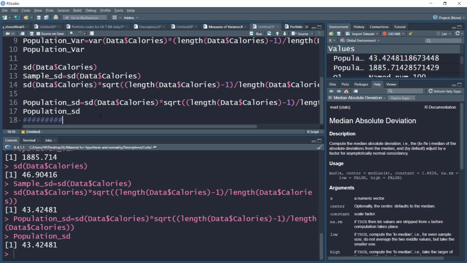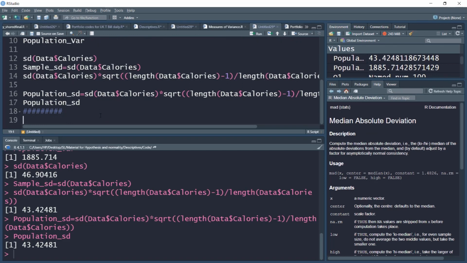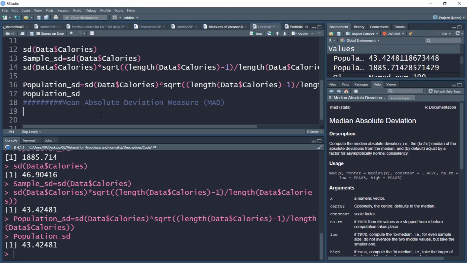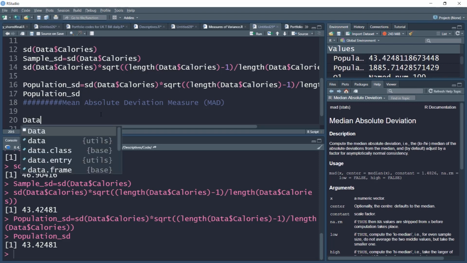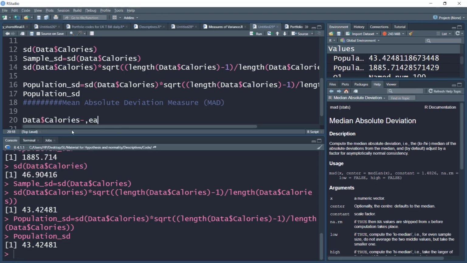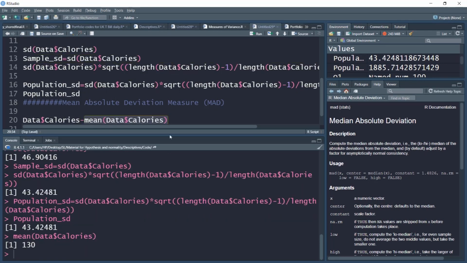The last measure that we are going to compute is our mean absolute deviation, or you can say the MAD measure. As part of the MAD measure, it's quite easy. First, I'll do the manual way, or a slightly more complicated way. So what we'll do is take our data and subtract the mean of the data. The mean of this data is, as we remember, 130.